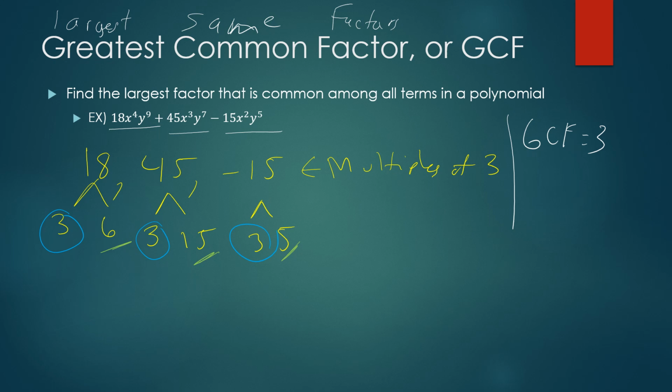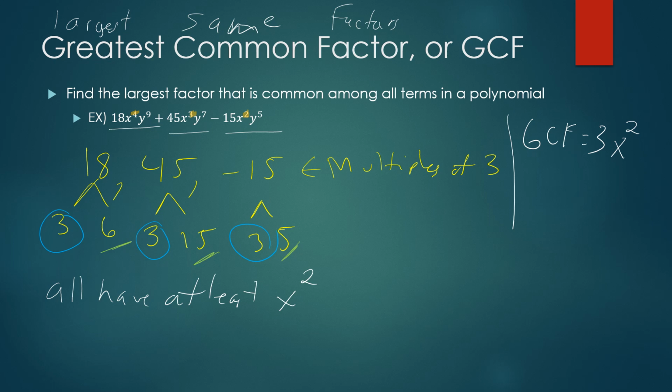Now I want to look at the x's and the y's. Figuring out the greatest common factor when it comes to variables is actually quite simple. We look for the smallest exponent among all the terms. If we look at x's, for example, let's use the highlighter. We have x to the 4th, x to the 3rd, and x squared. Among all of that, the smallest would be x squared, which means that all have at least x squared. That's going to be part of my GCF.